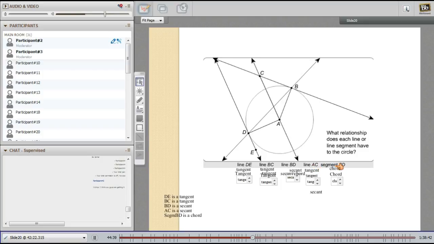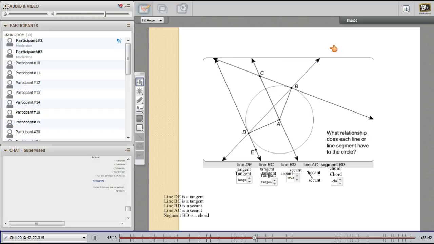And then segment BD. Segment BD is a chord. Its endpoints are on the circle. It is a chord. Line BD, on the other hand, is a secant. So the difference is if they say a chord, that means there's endpoints, right? And the endpoints are on the circle. That's a chord. Line BD is a secant. It intersects the circle at two different points, and then it extends on forever in both directions.